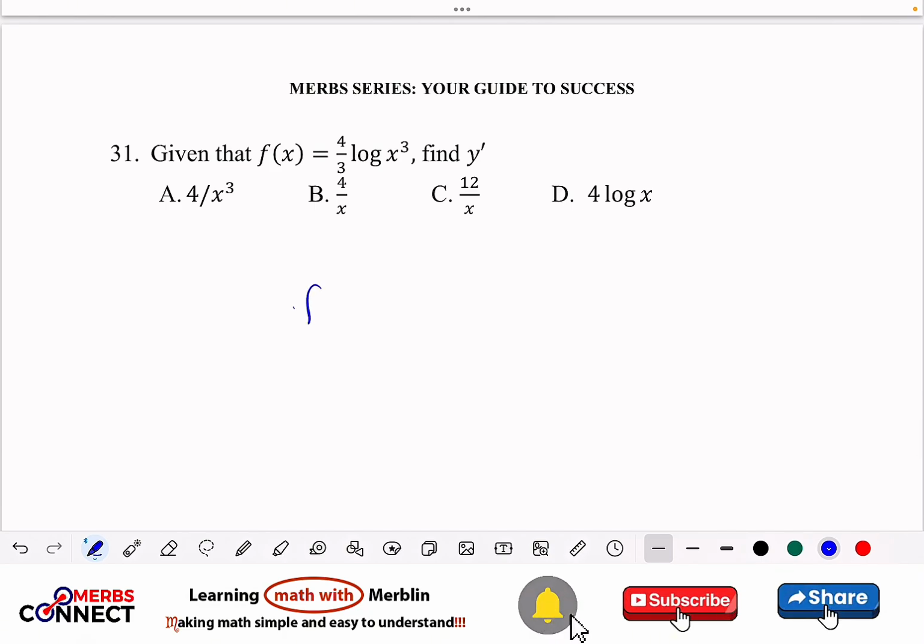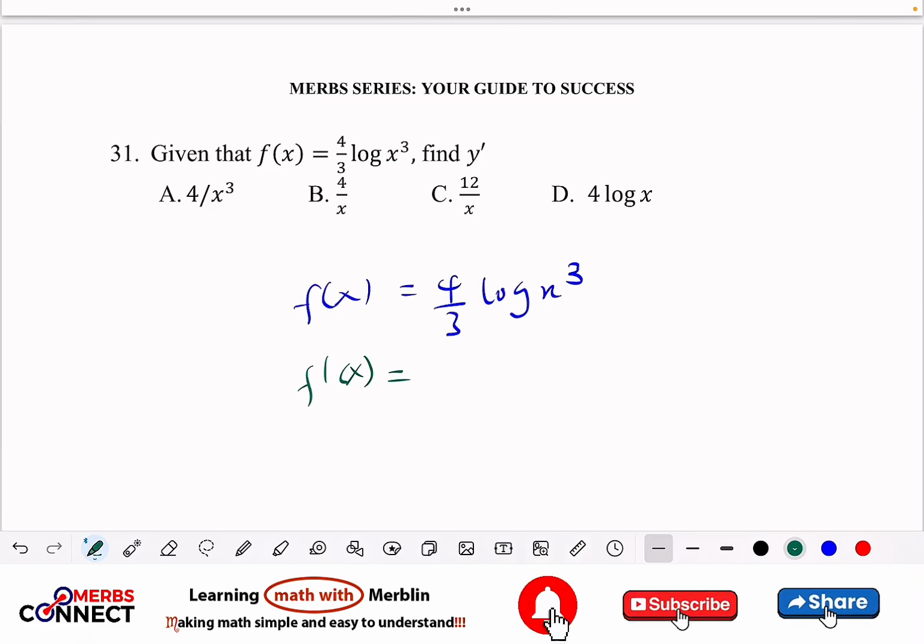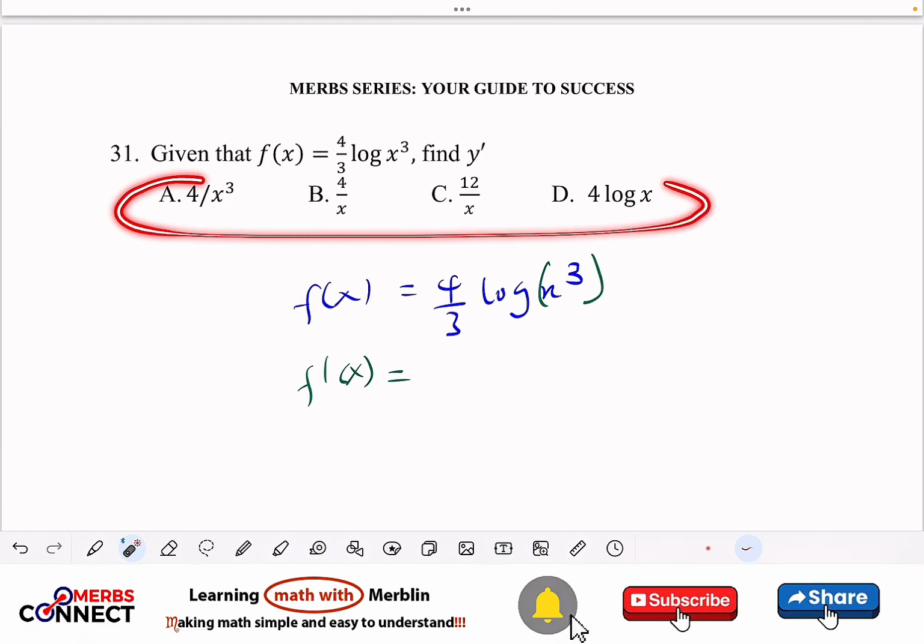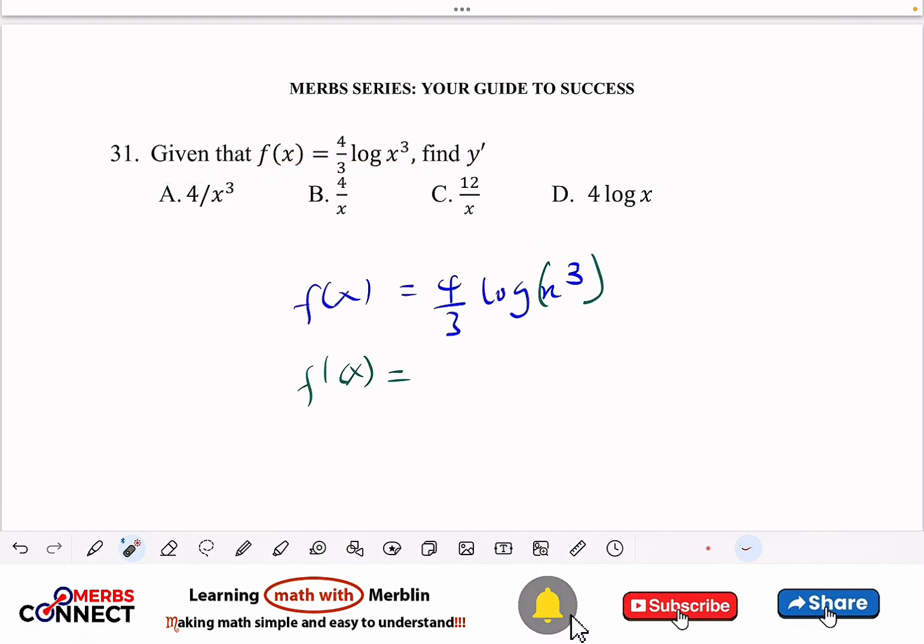Given f of x, which is equal to 4 over 3 log of x to the power 3, this is finding f prime. So we know how to differentiate the log function. So let me just put this one inside parentheses. You see that the answer given to us here, we don't have anything like ln in the name of log. We know that this is supposed to be base 10. But since we don't have anything like natural log of 10, it means that we are assuming that this is e, the base is e.